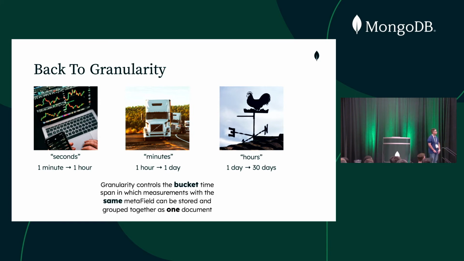And so, as we said before, it controls the time span for which measurements are grouped together. So now that we know a little bit more about bucketing, expanding this definition, granularity is controlling the bucket time span in which measurements with the same metaField can be stored and grouped together as a single document. And that time span value corresponds to the string values that you're going to actually put in here as the collection option.